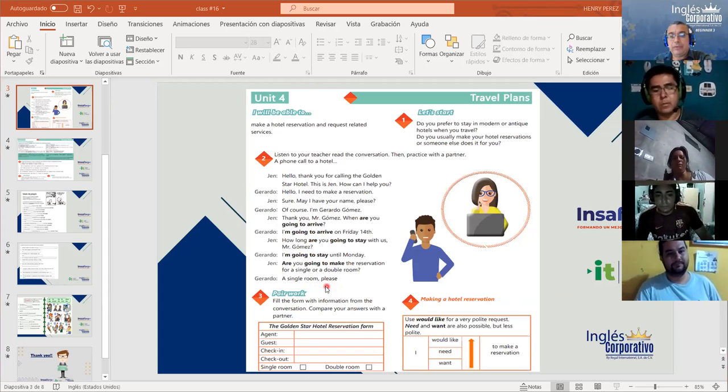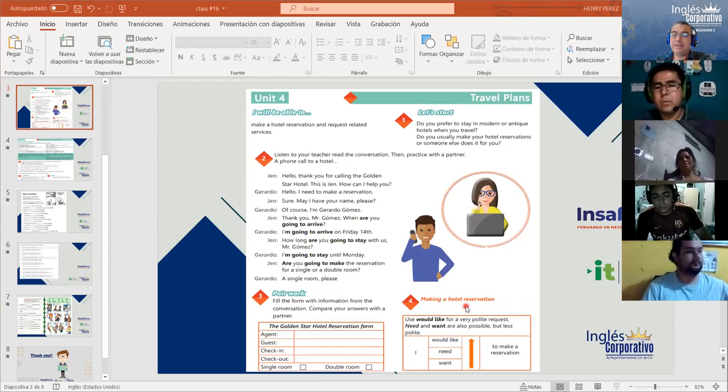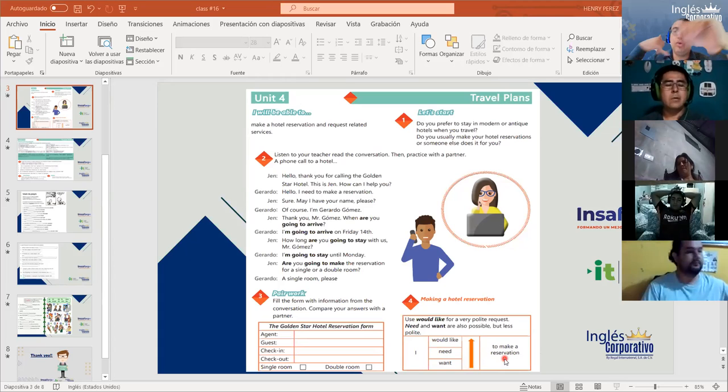There are three ways. Tres formas de hacer una reservation. This is just speaking, okay? There are three forms. I would like to make a reservation. I need to make a reservation. I want to make a reservation, right? Yo quiero hacer una reservación, yo necesito hacer, me gustaría hacer una reservación. So those are the three ways for you to make a reservation in case you call.